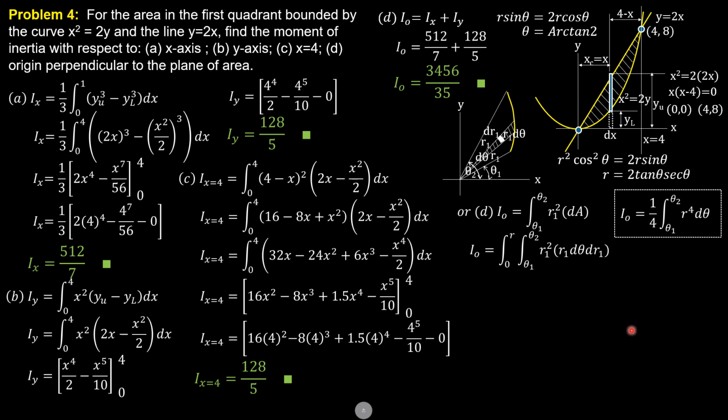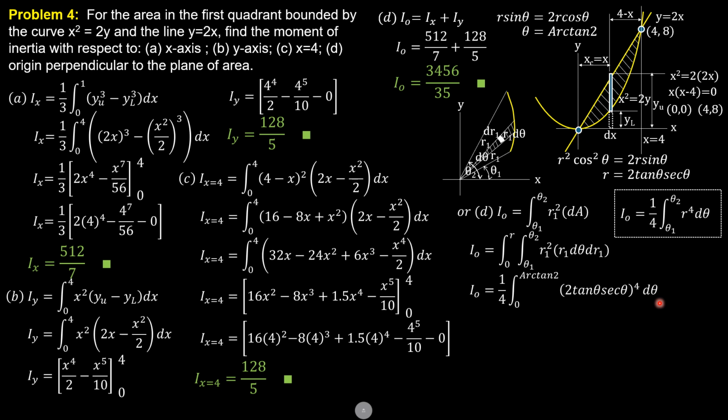So we then substitute into our guide. R is equal to this, 2 tangent theta secant theta, and theta 1 is 0 because the tangent to the parabola is horizontal. So theta 1 is 0 and theta 2 is the angle that this other boundary, which is the line, makes with the positive x-axis, and that is arctan of 2. Theta 2 is arctan of 2. So IO equals 1/4 integral of quantity 2 tangent theta secant theta to the 4th times differential theta.